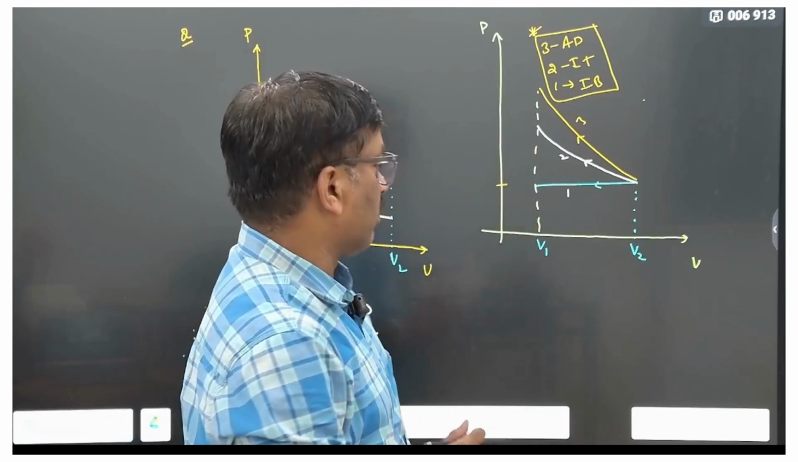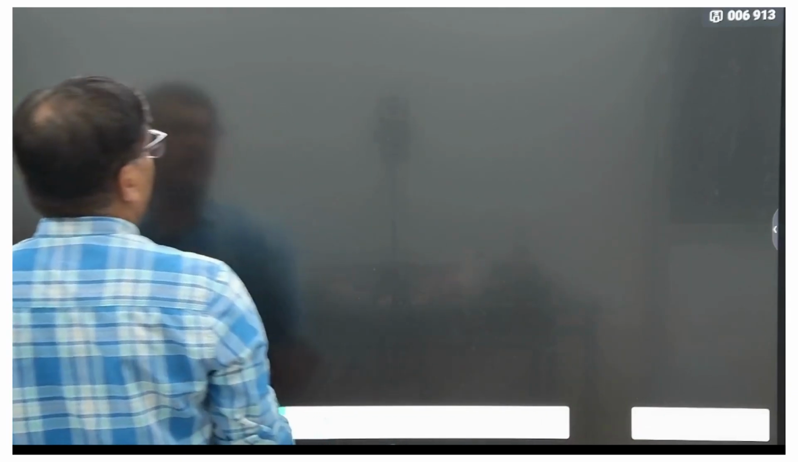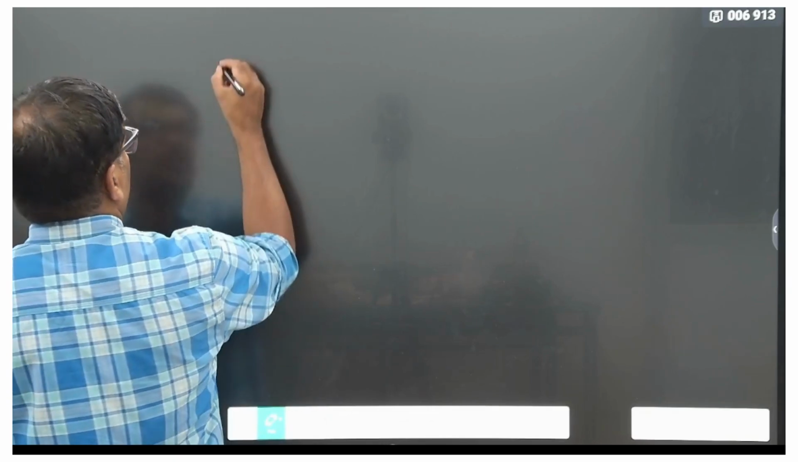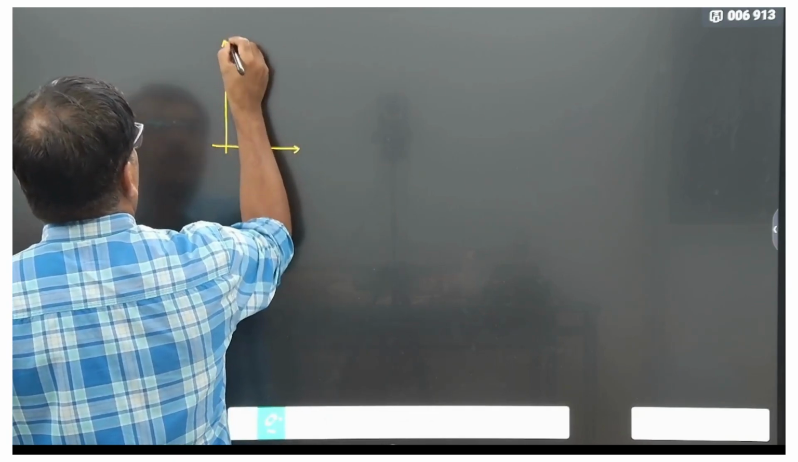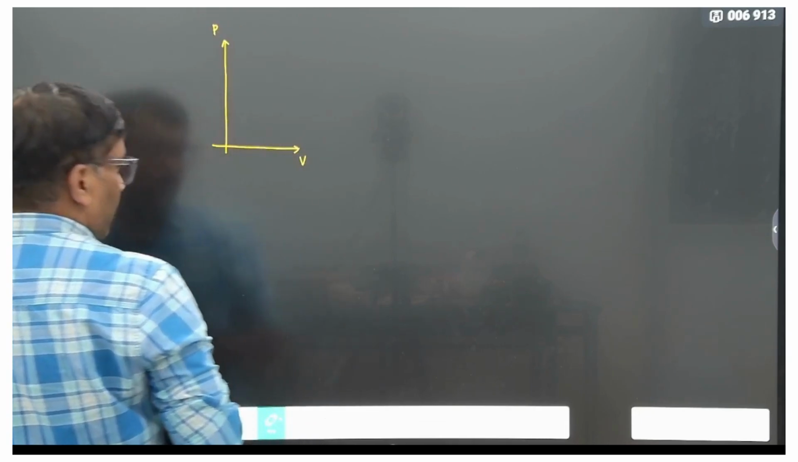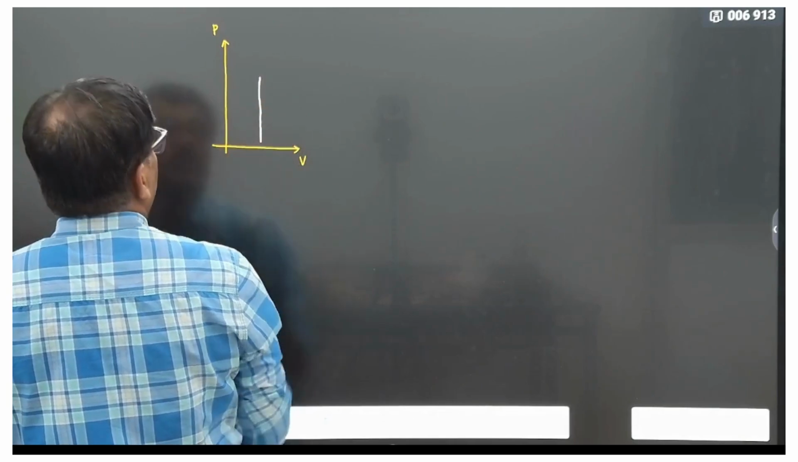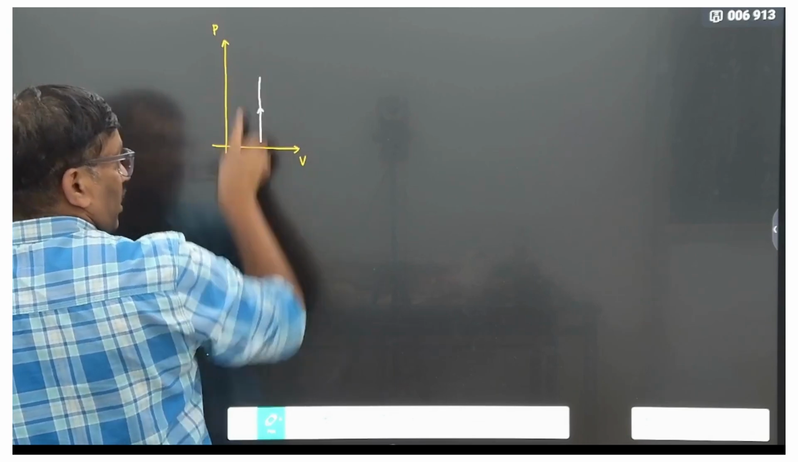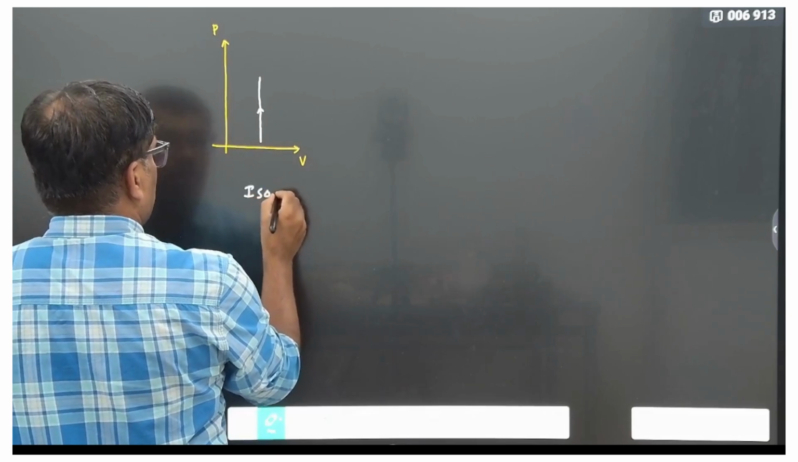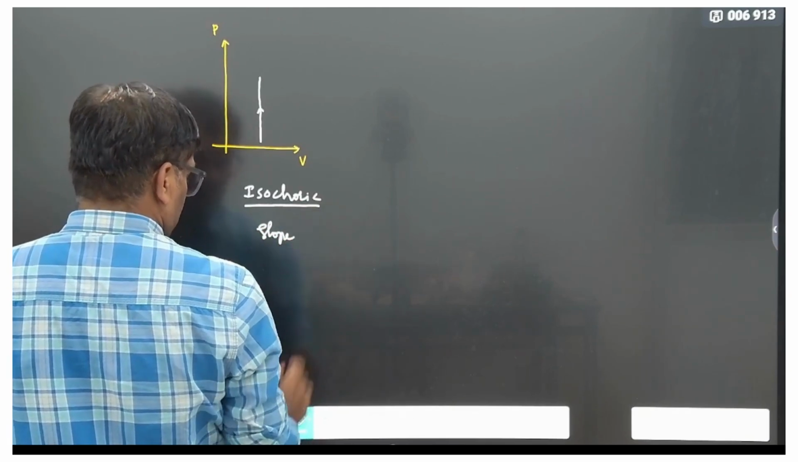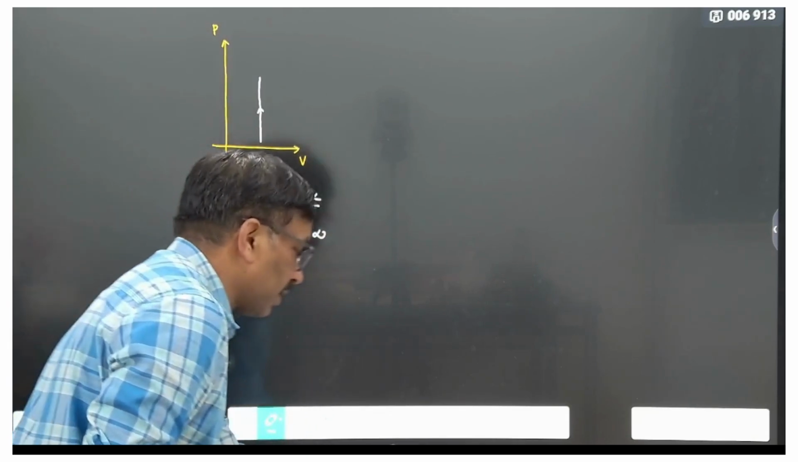We'll see some more concepts and problems. In all the 4 processes we already discussed, the isothermal, adiabatic, isochoric and isobaric processes, which one will have the greatest slope and which the least? Let us see: here is pressure and this is volume. If the graph is like this, volume is constant here. Volume constant means what? This is nothing but an isochoric process. Therefore the slope will be how much? The slope will be infinite. Clear?